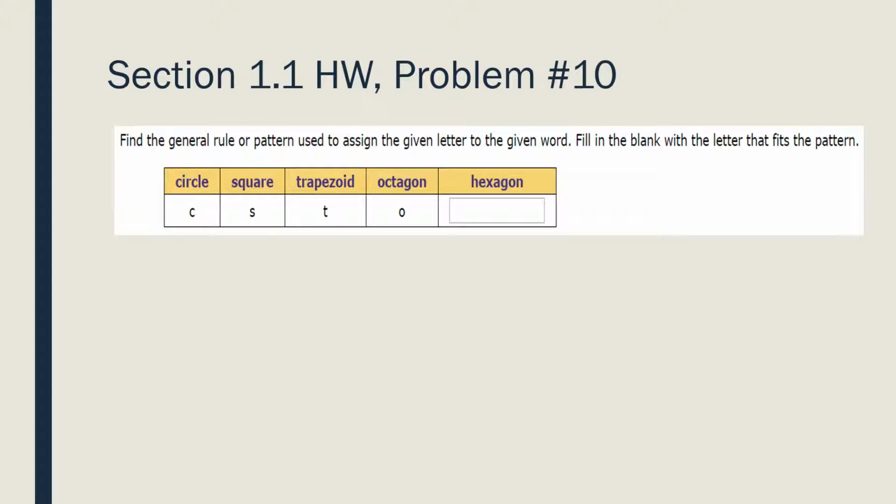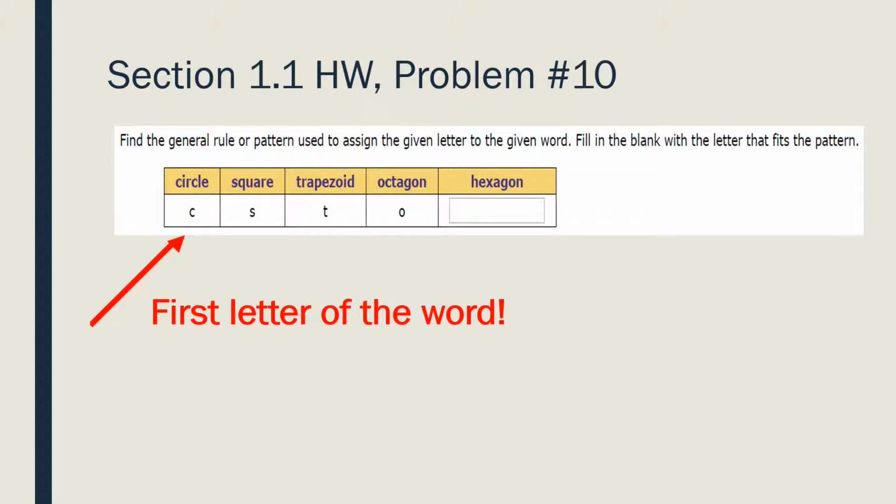Here we have homework problem number 10 from section 1.1. It says find the general rule or pattern used to assign the given letter to the given word, and then fill in the blank with what letter fits the pattern. So we have circle C, square S, trapezoid T, octagon O, and hexagon. This one's pretty easy. Usually people get this one pretty fast. It's the first letter of the word. So circle starts with C, square starts with S, and so on. So our letter that we should fill in should be H for hexagon.